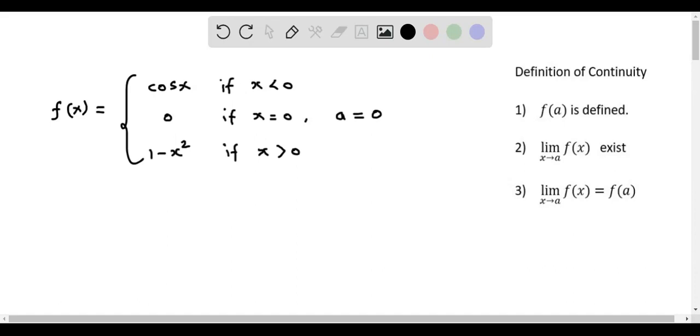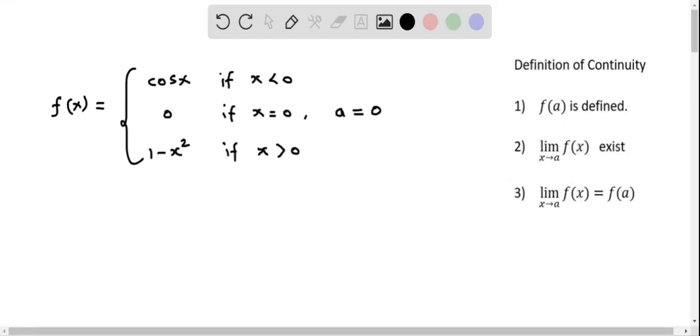We are given this f of x, which is basically a piecewise function, given as cos x if x is less than 0, 0 if x is equal to 0, and 1 minus x squared if x is greater than 0. And we have to understand and explain why this function f of x is discontinuous at the point a. We have been given the point as a equal to 0.